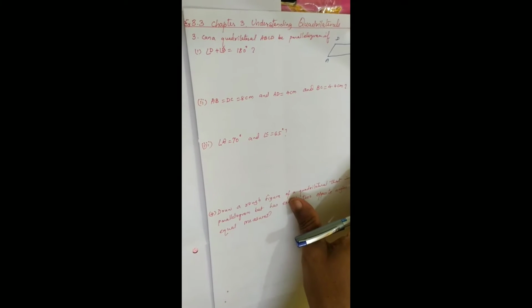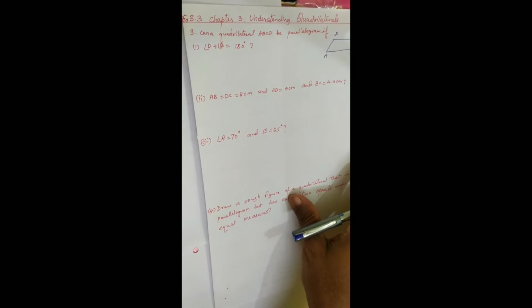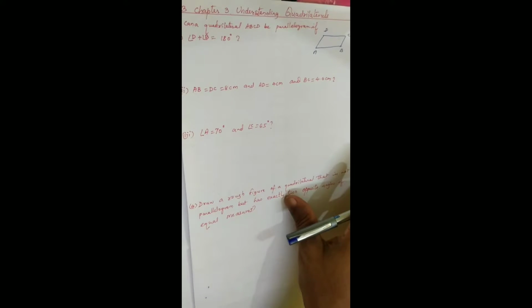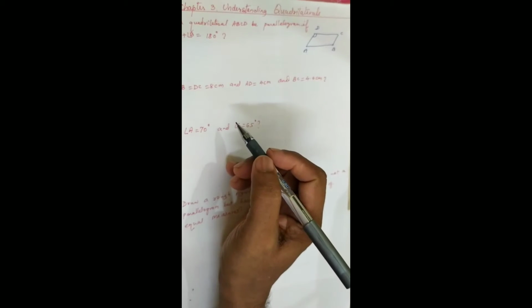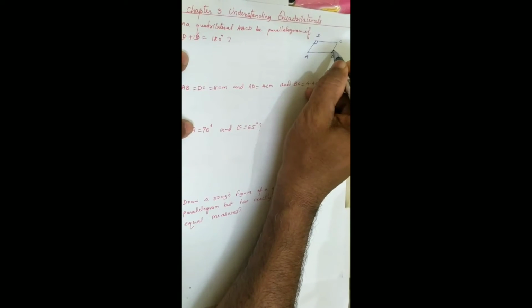Hello friends, let us start with exercise 3.3, the third problem. Can a quadrilateral ABCD be a parallelogram if angle D plus angle B is 180? So, angle D plus angle B is 180. Can it be like that?